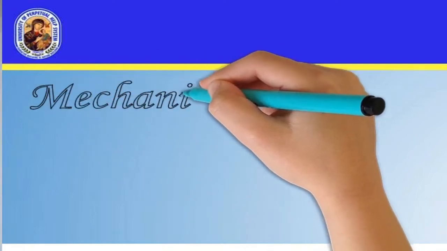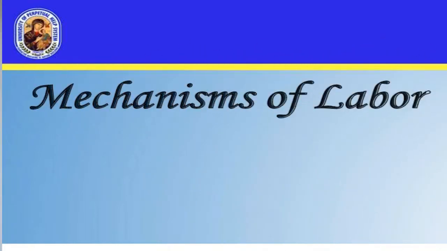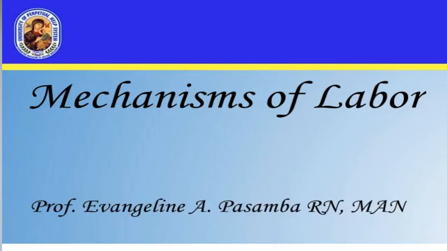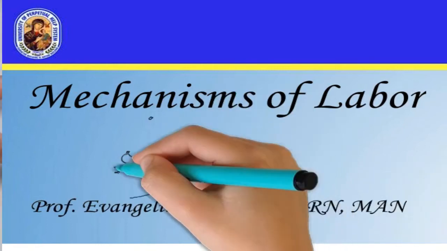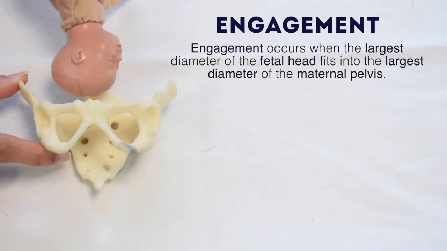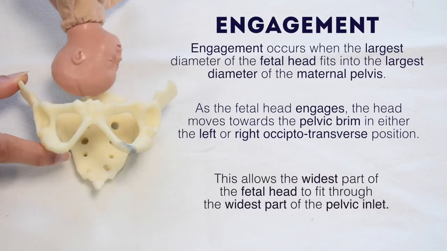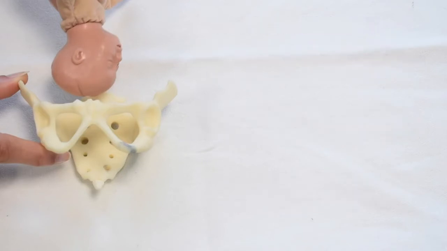Today we will be describing the mechanisms of labour. The baby will be in a cephalic longitudinal lie, which is the most common presentation. Engagement. Engagement is when the largest diameter of the fetal head fits into the largest diameter of the maternal pelvis. As the fetal head engages, the head moves towards the pelvic brim in either the left or right occipito-transverse position, so the widest part of the head fits through the widest part of the pelvic inlet.